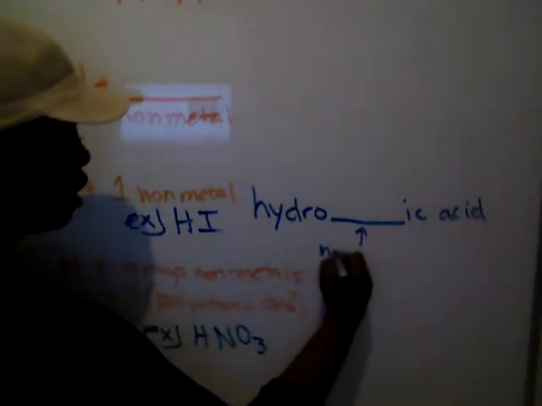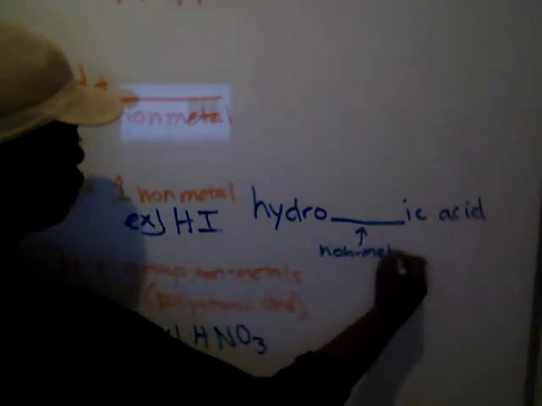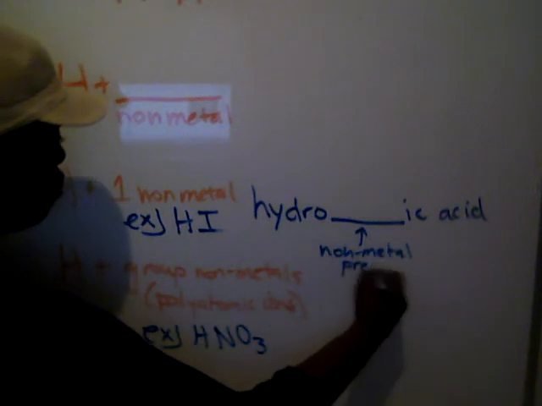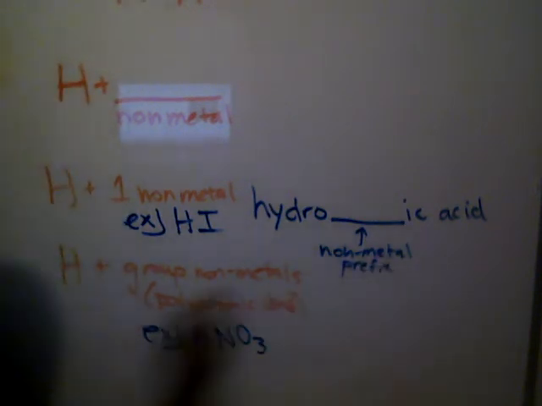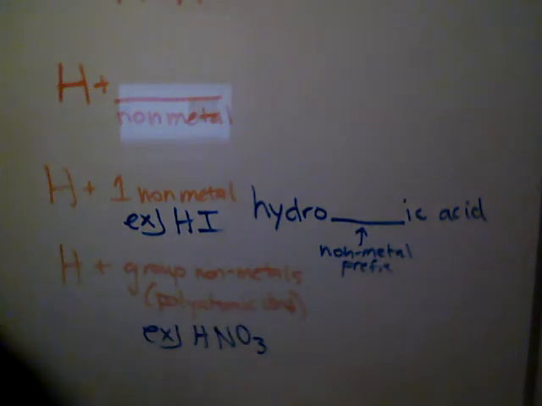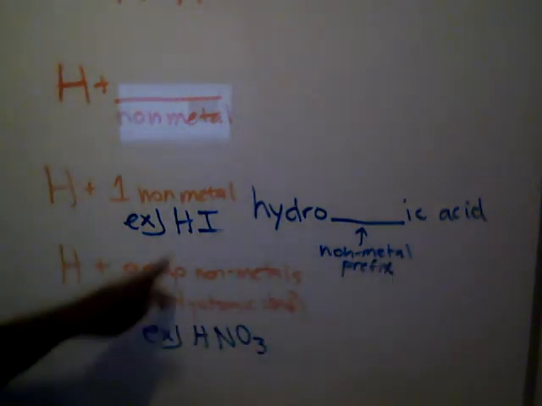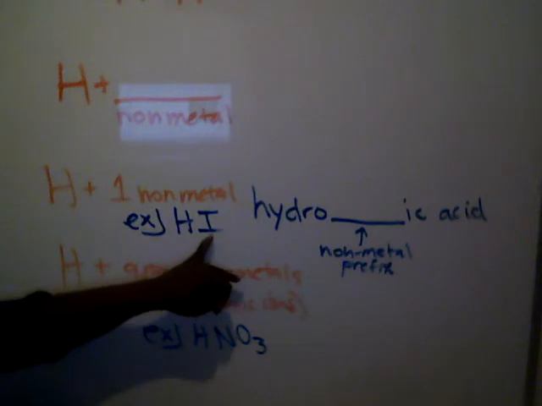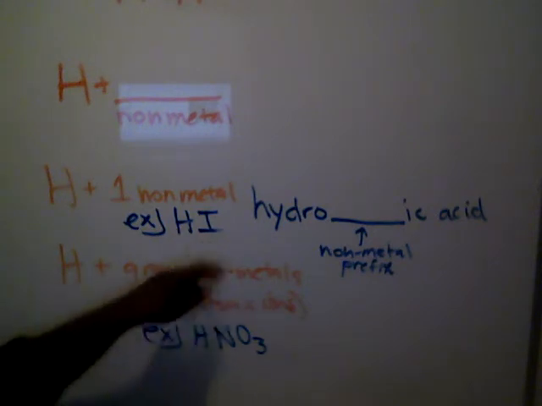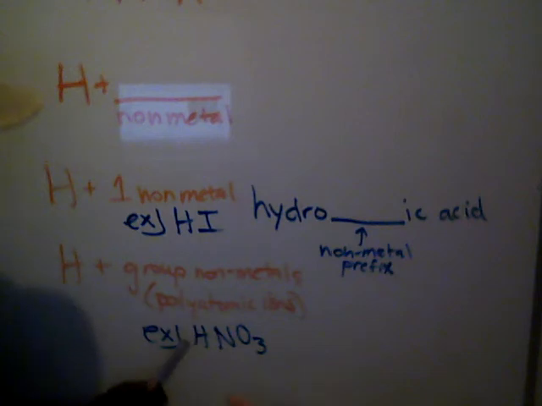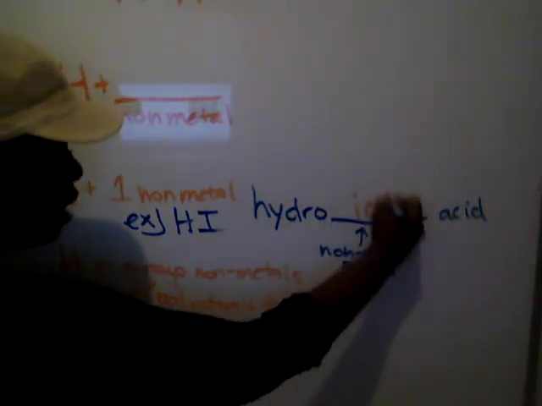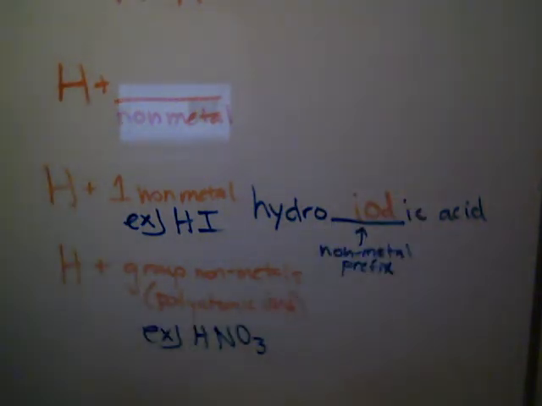This is what I call the nonmetal prefix. We just need the first couple letters of that nonmetal. We don't need the whole name. And it always ends in ic and then acid. So this would be hydro. I is iodine, but we don't need the whole name. We just need the first couple letters. So this would be hydroiodic acid. Or if we had HBr, it'd be hydrobromic. Or HF would be hydrofluoric.